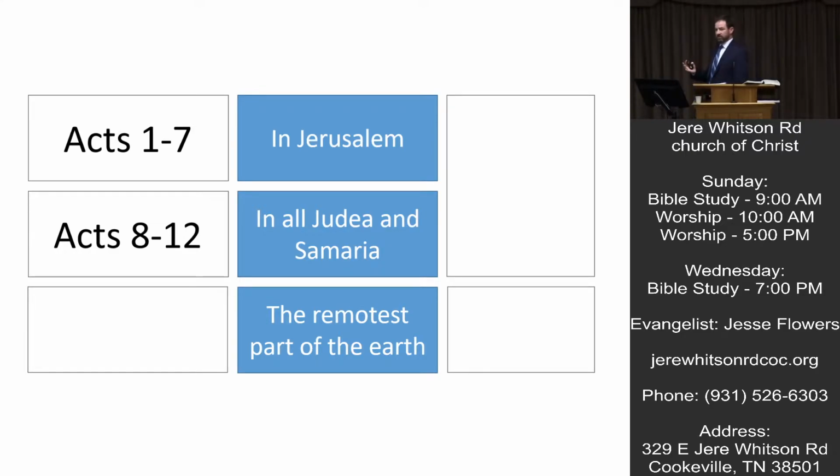And then you have the conversion of Saul, who goes up to Damascus, right? So it's branching out. And then we'll say chapter 13 is the remotest part of the earth, right? Because that's when you get the stories of Paul's journeys. The latter half of the book is when Paul's spreading the gospel well beyond the regions of Judea and Samaria.